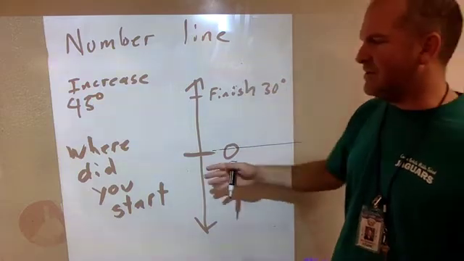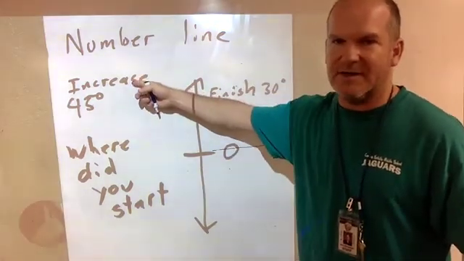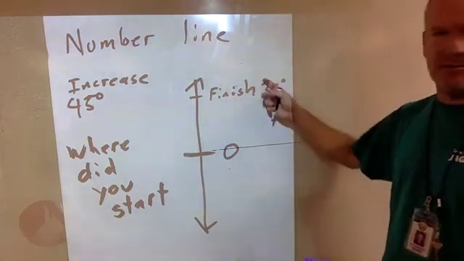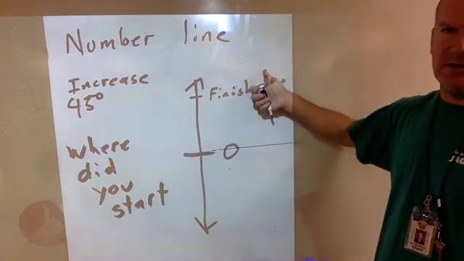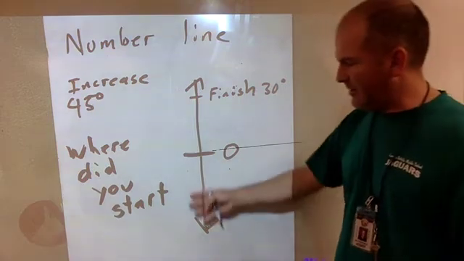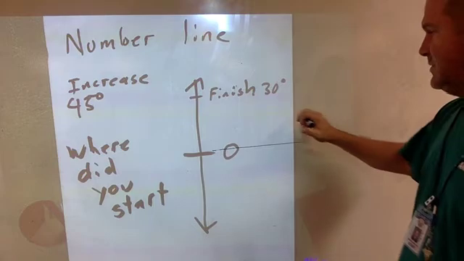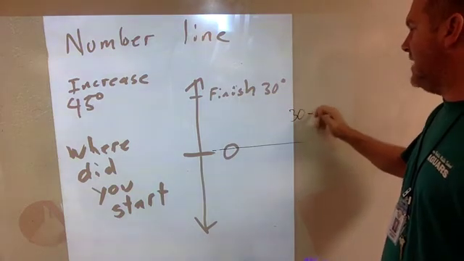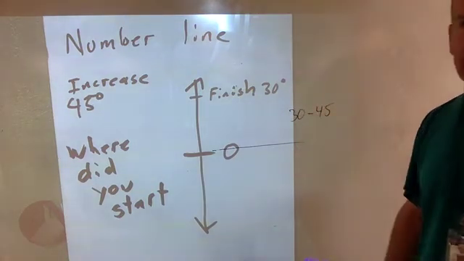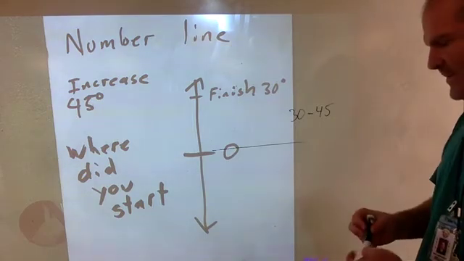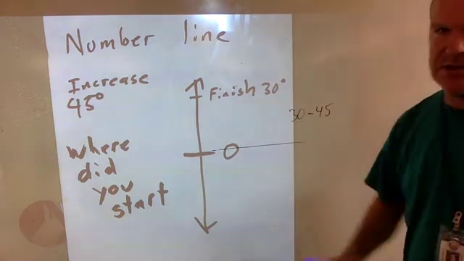So wherever you started from, you increased 45 degrees and ended up here. So you must have started below here to increase to get there. So you know that your answer is going to be down 45 from 30. So this becomes a 30 minus 45 type equation. What is 30 minus 45? It's negative 15.